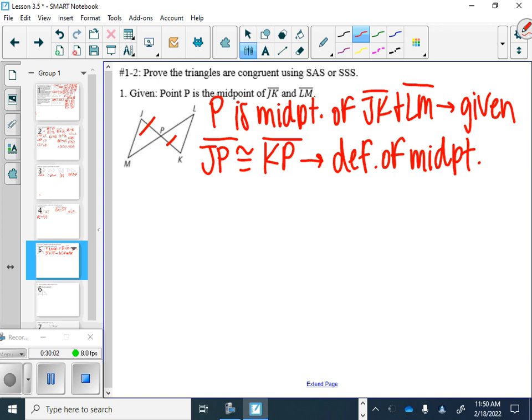Okay, so I've got a side. Good start. Let's keep going. Let's read that given statement again. Point P is the midpoint of JK. We talked about that. Point P is also the midpoint of LN.